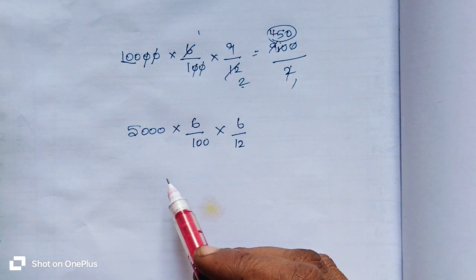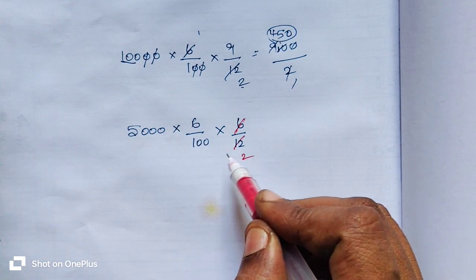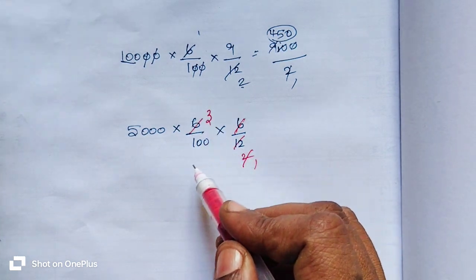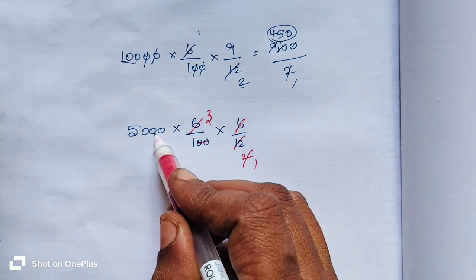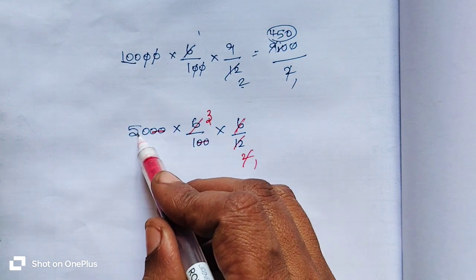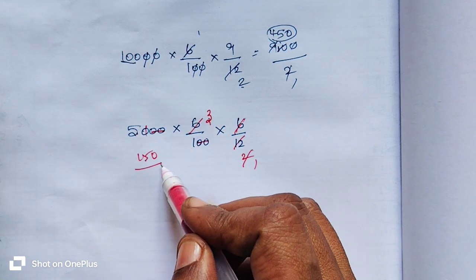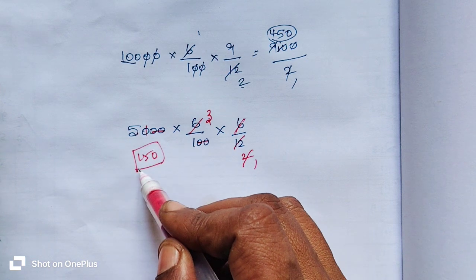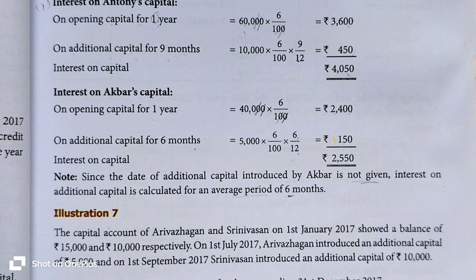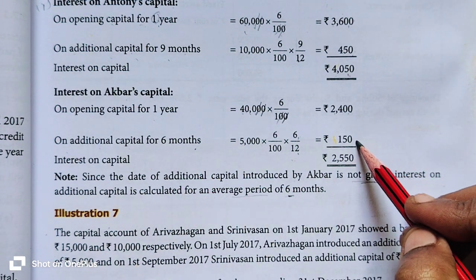Now we are going to calculate Akbar's additional capital. 6 2s are 12, 1 2 is 2, 3 2s are 6. This 20 is to be cancelled here. Remaining 3 into 50. So 5 3s are 15. This 0 is to be added here. How much rupees? 150 rupees additional capital for Akbar. So Akbar's additional capital for 6 months is 150 rupees.